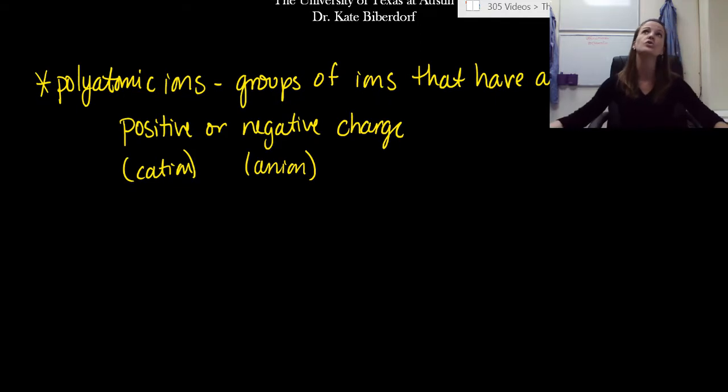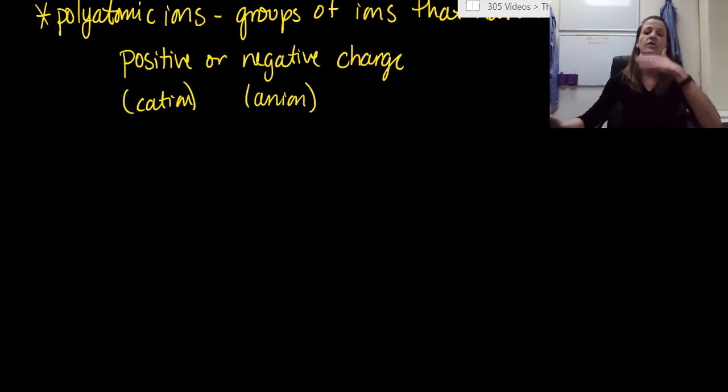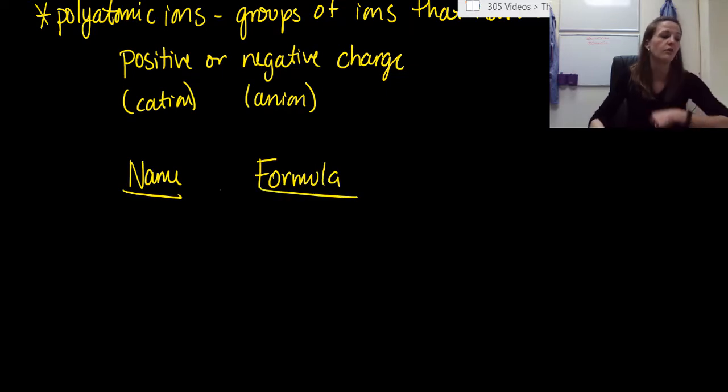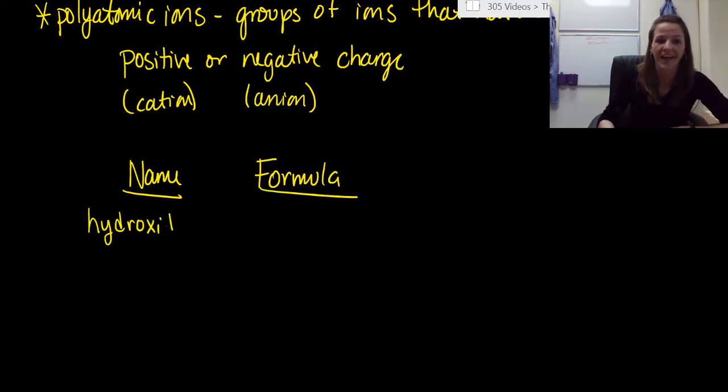So now, I have a huge list of things that you just need to put on flashcards and memorize, that you just have to know. There's no other way around it. So here's your name, and here's your formula. I'm going to start off with one called hydroxide, which is OH minus.